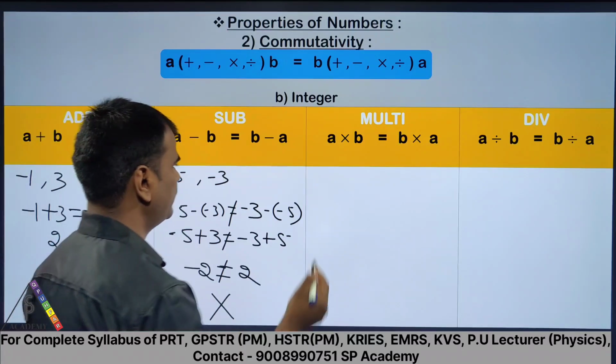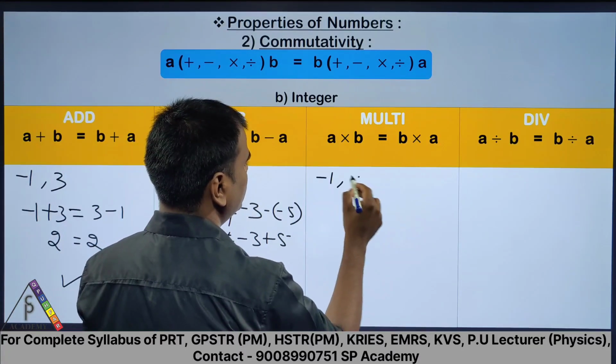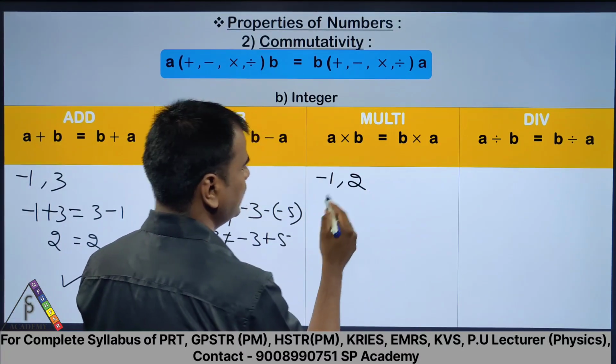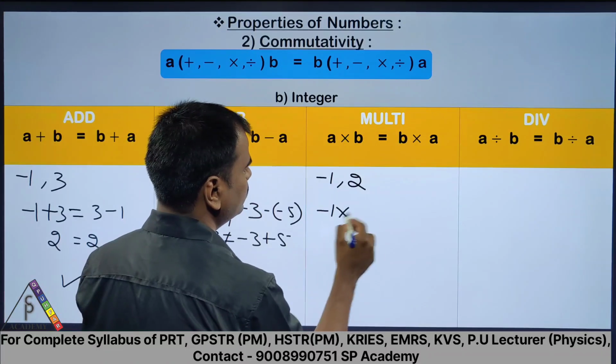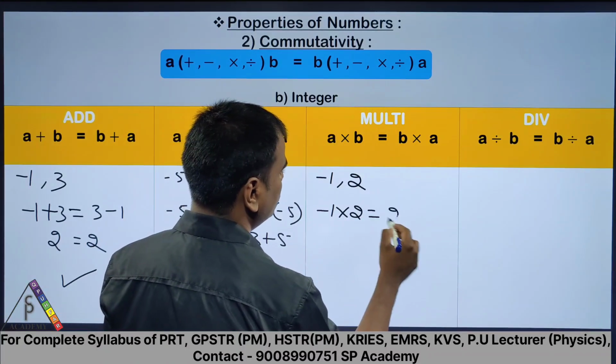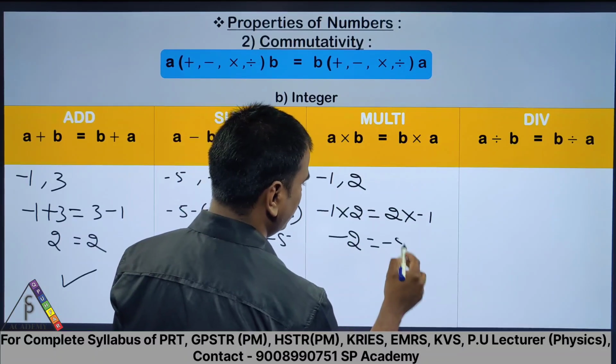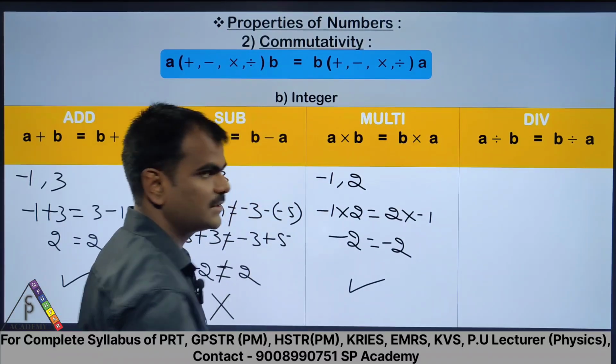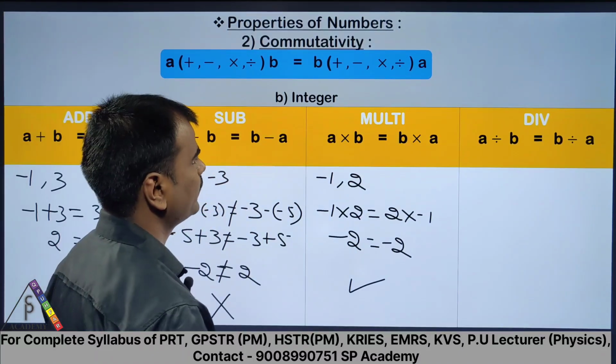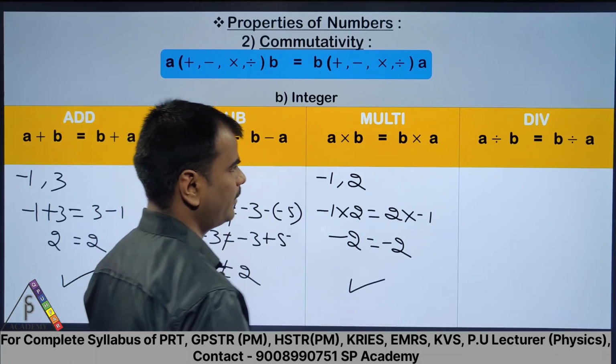Next we will see for multiplication. Minus 1 and 2 as A and B. Minus 1 into 2 is equal to 2 into minus 1. This is minus 2 and minus 2. Therefore multiplication is valid for integers for commutative property.